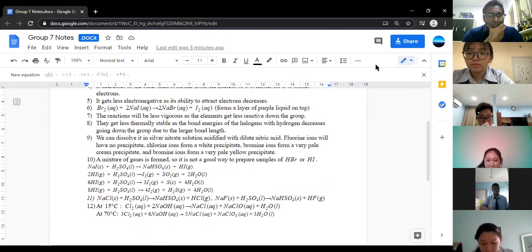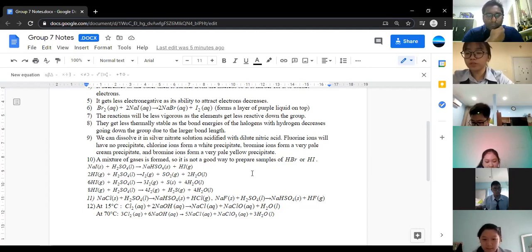Sulfuric acid reacts with hydrogen iodide to form hydrogen sulfide, which has a smell of bad eggs and is flammable, iodine in the form of a violet vapor, and water. Sulfuric acid reacts with hydrogen bromide to form sulfur dioxide, bromine in the form of a brown gas, and water.